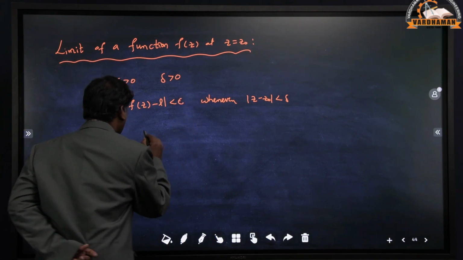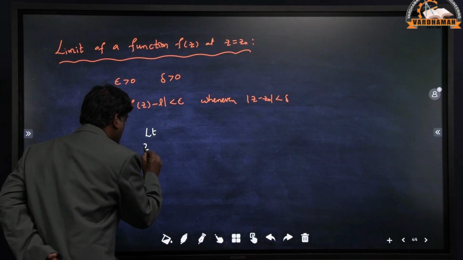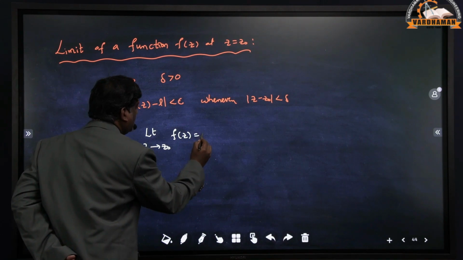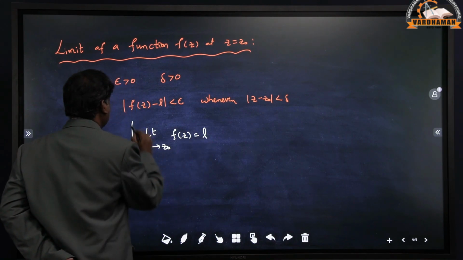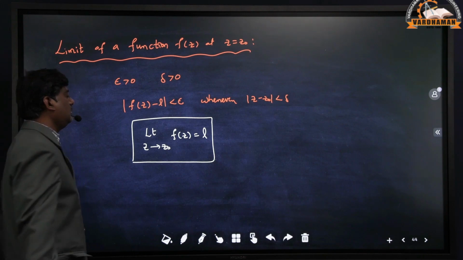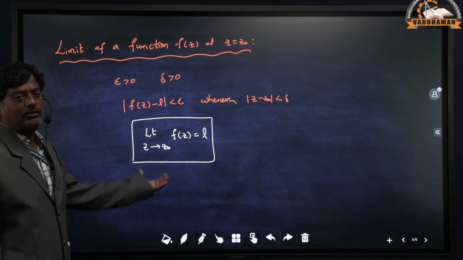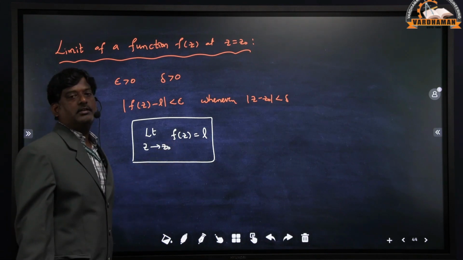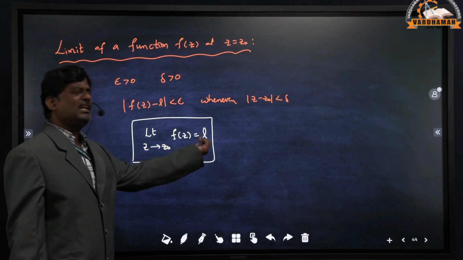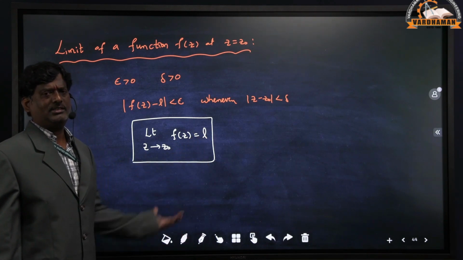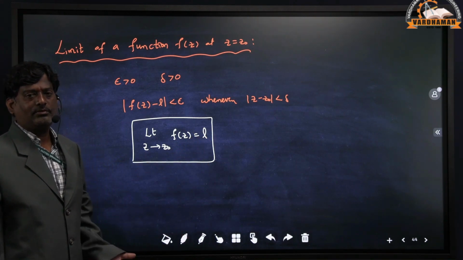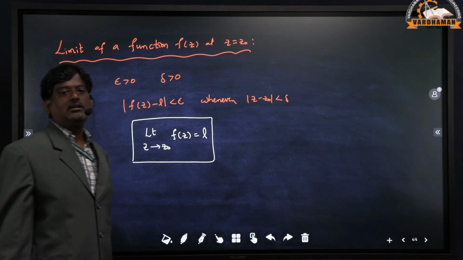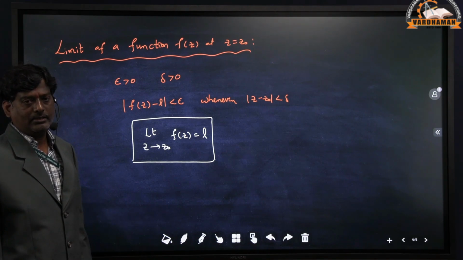Symbolically, it is denoted by limit z tends to z naught f of z is equal to the complex number L. That is, limit z tends to z naught f of z is equal to L. Symbolically we denote this. This is the limit of a function f of z at the point z is equal to z naught. L may be real or complex, no problem, because real is nothing but a subset of complex, you know that. Now this L is called the limit of the function f of z at the point z is equal to z naught.